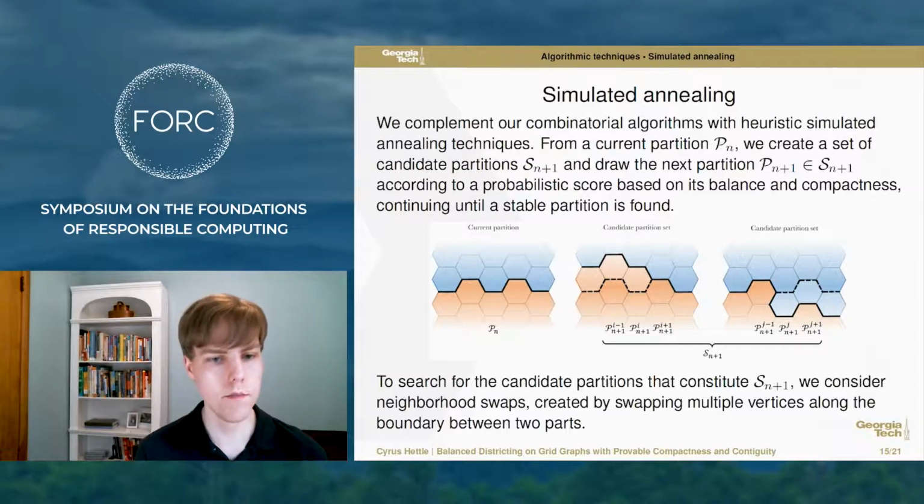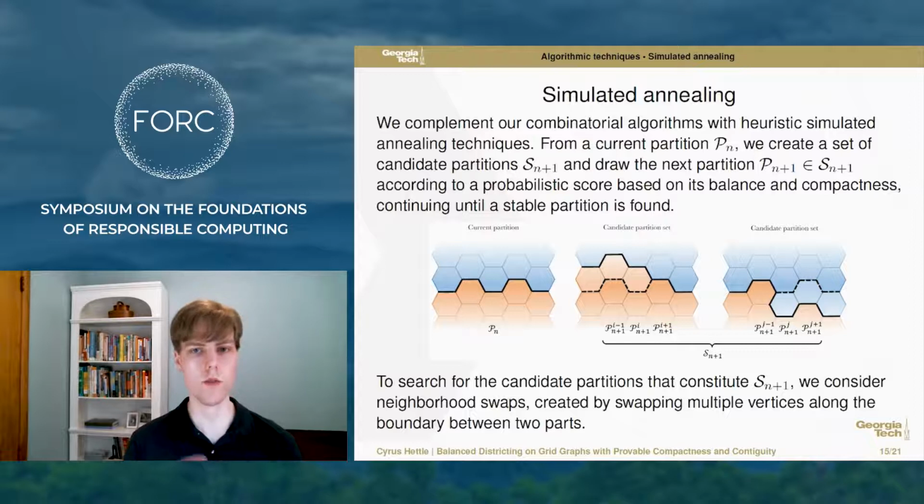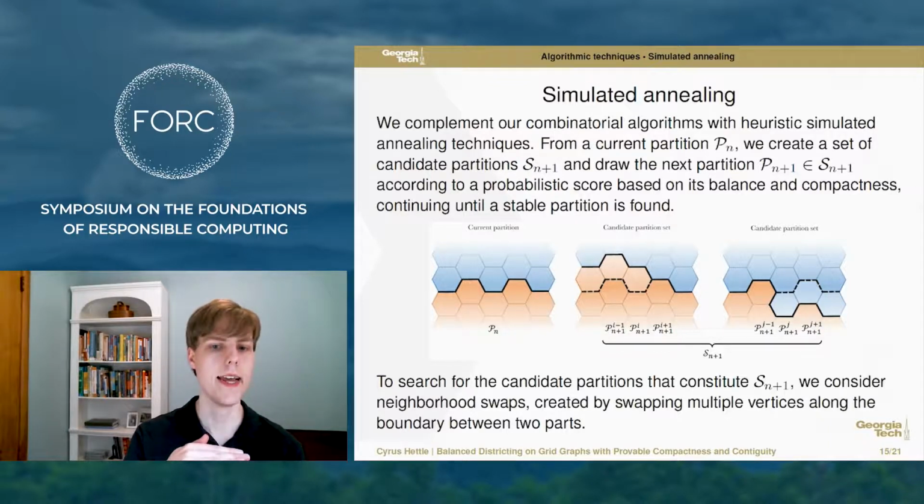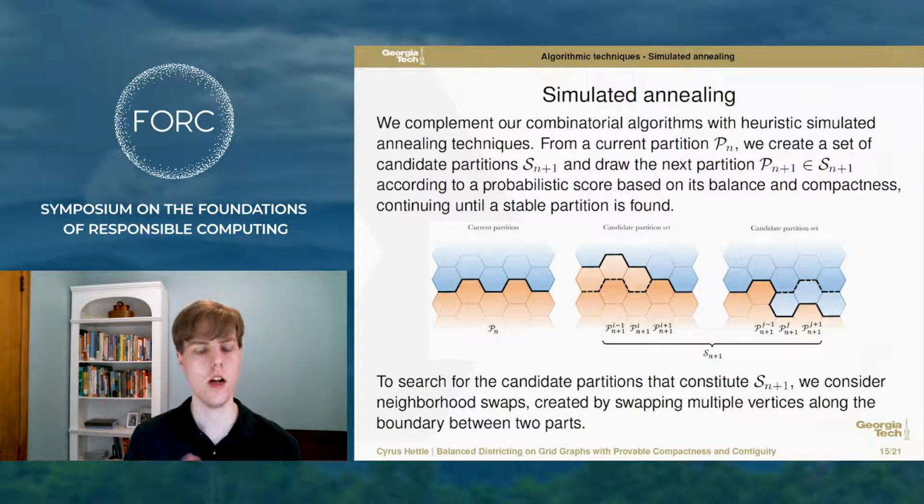How these simulated annealing approaches work is we have a partition and we look at small neighborhoods around it. For instance, here we have an orange and a blue part, and we consider a set of candidate partitions generated by this where we can make a small number of swaps along the border. So this preserves contiguity, generally doesn't hurt compactness too much, particularly if we use hexagonal grids as opposed to square grids. And then using simulated annealing approaches, we can look at these candidate sets and try to improve balance or compactness or both.